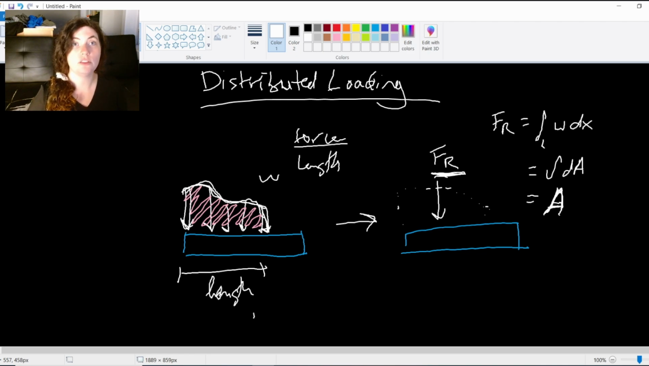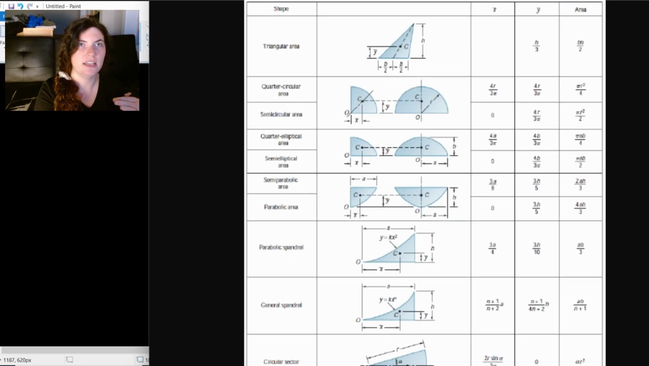But if we want to find the location of the resultant force, so say, if I want to know what this x distance is here, I'll do that by using something called a centroid. Now, a centroid is just the location of the geometric center of a shape. So there's a handy table, I believe it's in the back cover of your textbook. It looks something like this. It's this table that gives you where a centroid is for different standard shapes.